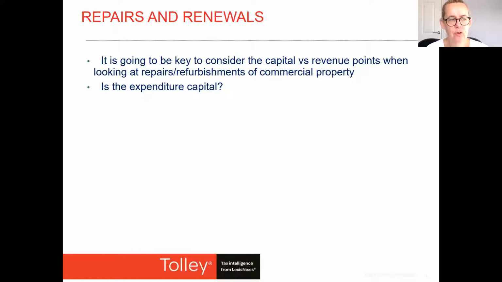well, let's just think about the chronology. There's two things we've got to think about. Is the expenditure capital? If it is capital, will we get capital allowances? And we're going to talk about capital allowances in a moment.